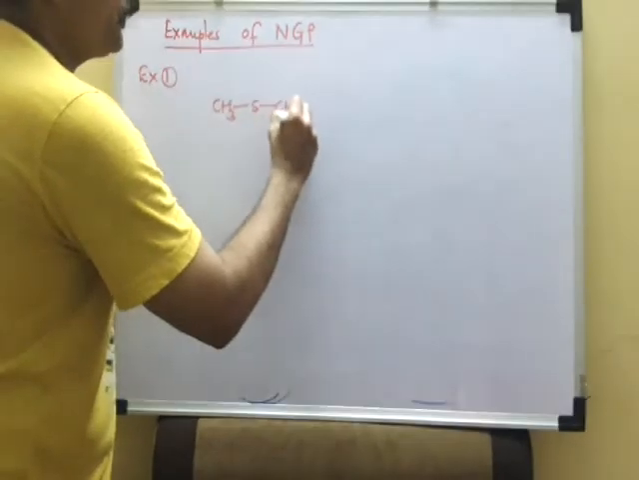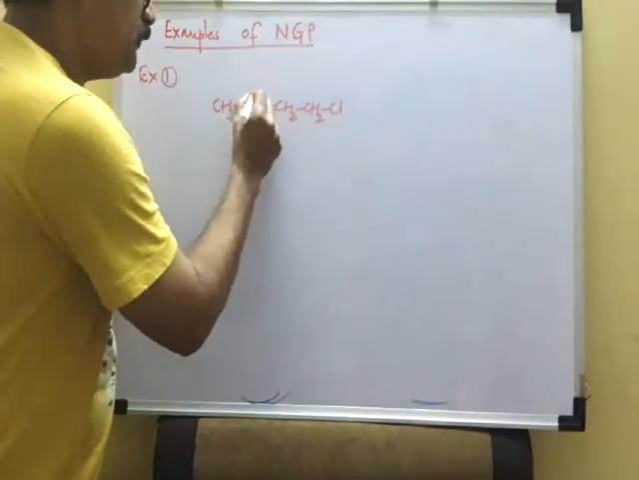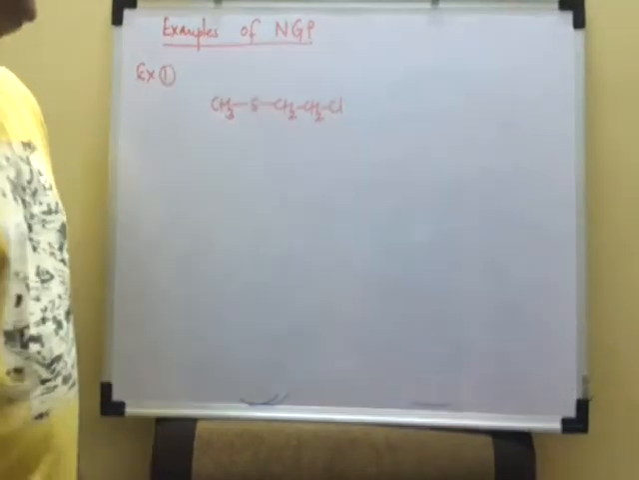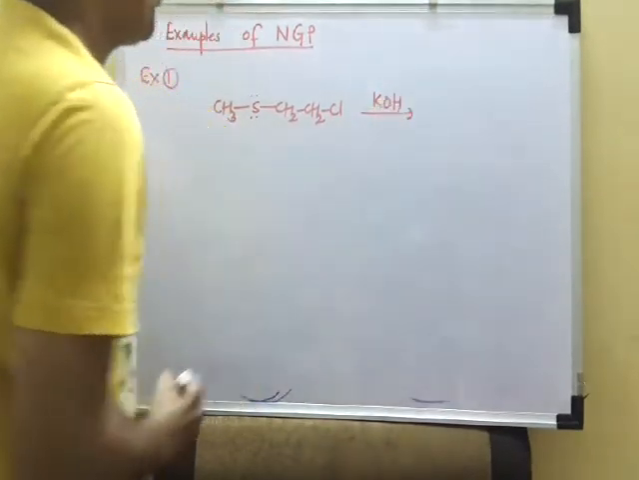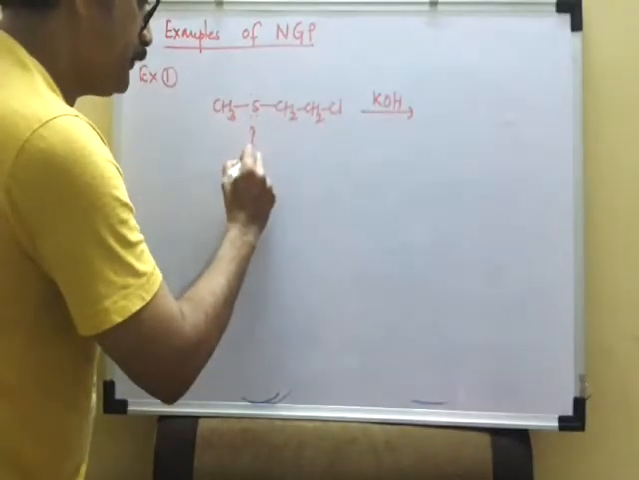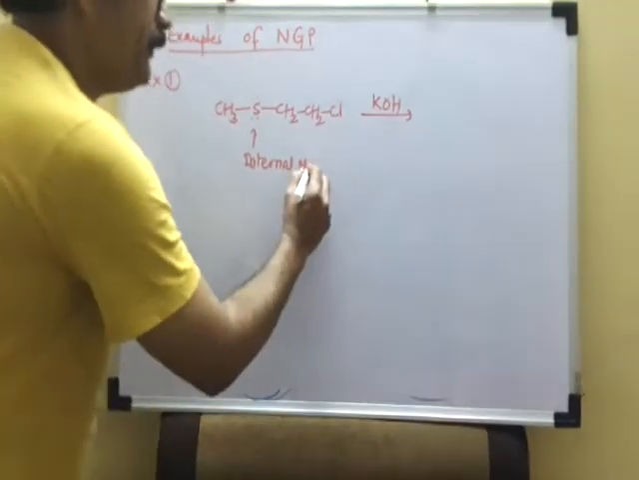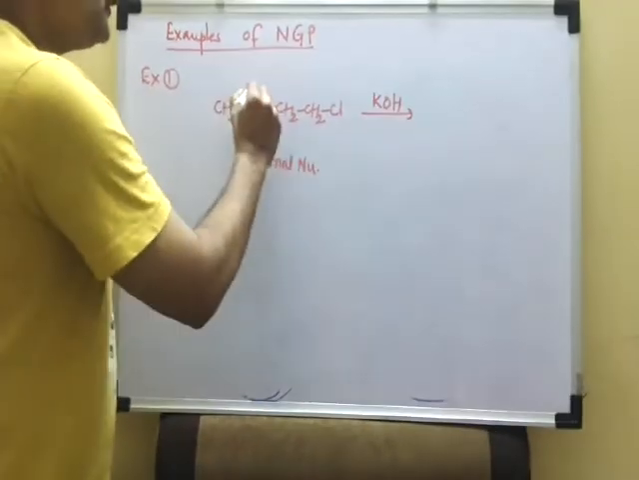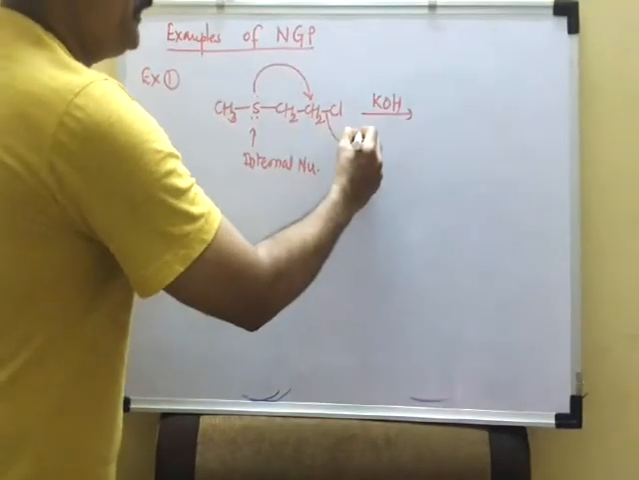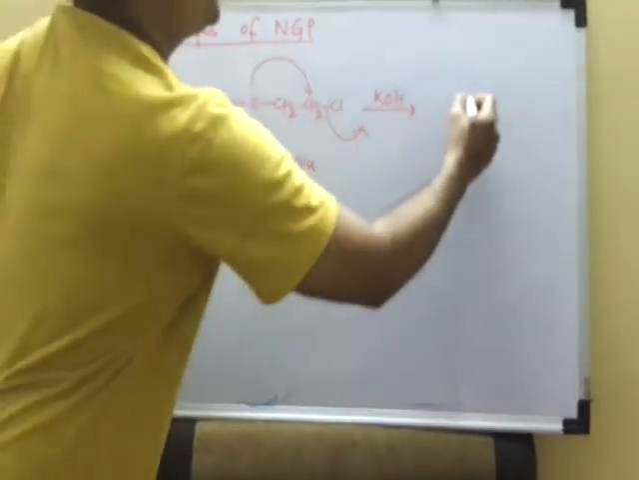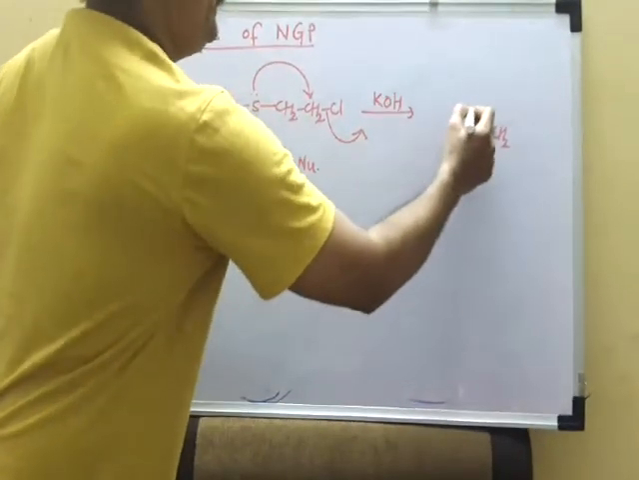CH2, CH2 and Cl. Now as you know, there are two lone pairs for sulfur in presence of KOH. It can act as an internal nucleophile. How? This will provide a pair of electrons and this Cl is removed as a leaving group. So we'll get here a cyclic intermediate.